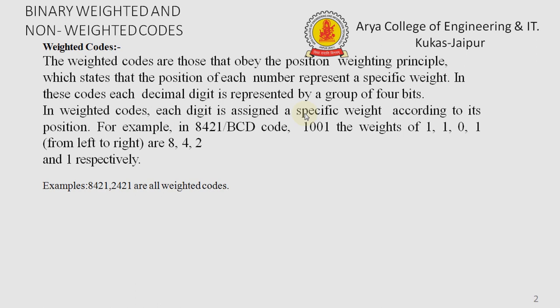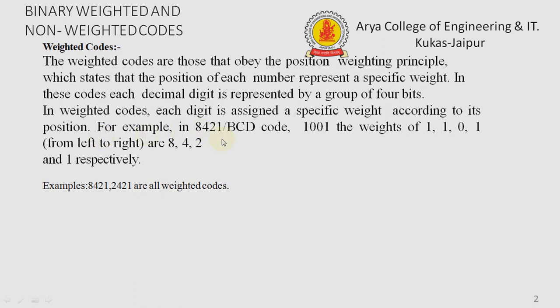Weighted codes: previously we studied binary arithmetic, in which binary addition, subtraction, division and multiplication are performed. These different types of codes are also designed for these operations. The weighted codes are those that obey the position weighting principle, which states that the position of each number represents a specific weight. In these codes, each decimal digit is represented by a group of 4 bits. In weighted code, each digit is assigned a specific weight according to its position.